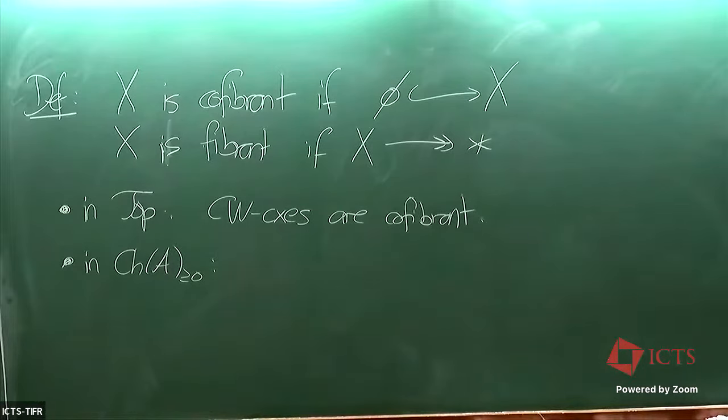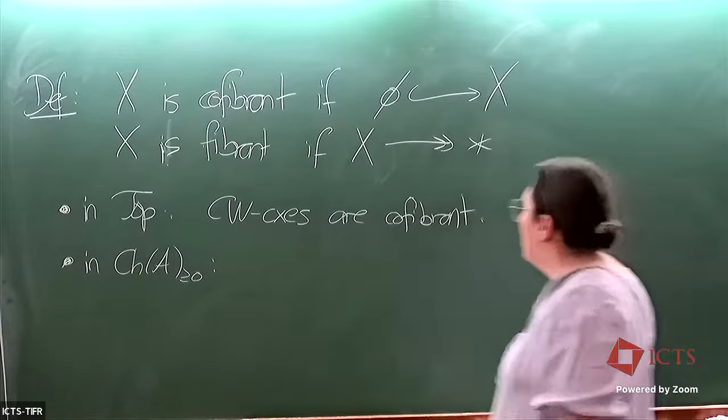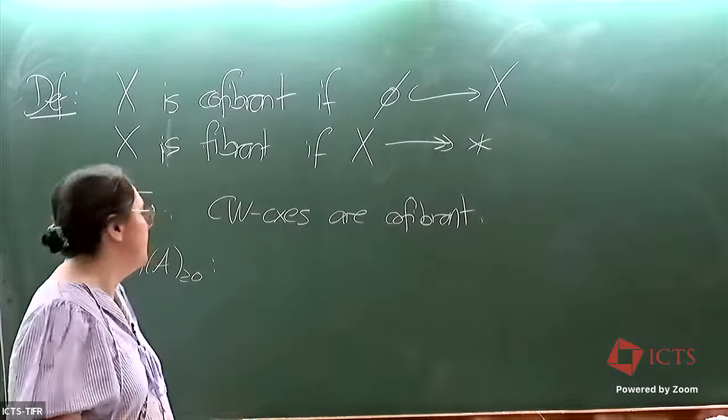Well, I mean, if you put the zero object here, you're asking for the zero map to be degree-wise surjective, and that happens quite often, doesn't it? So in here, all chain complexes are fibrant.